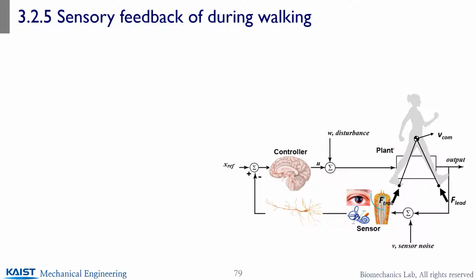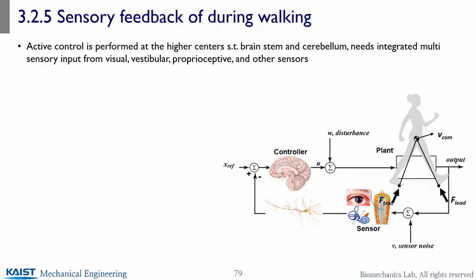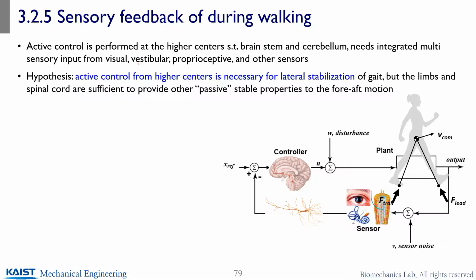Well, real human walking, like 3D motions, is heavily controlled, right? And here we are going to apply the control scheme in the lateral direction, okay? To do so, I'm going to briefly introduce the active control at the higher center, the brainstem and cerebellum. Those brain parts are responsible for controlling locomotion, and that needs integrated multiple sensory information from visual, vestibular, and proprioceptors. So here we hypothesize that active control is necessary for lateral stabilization.